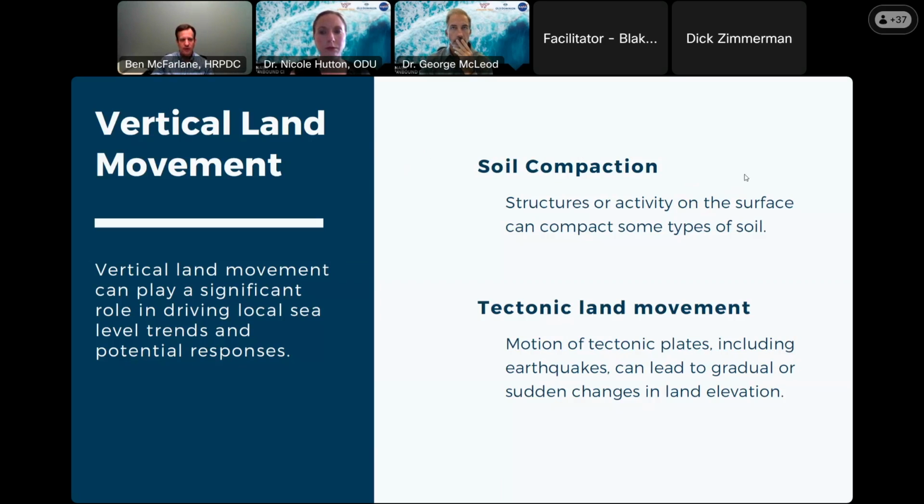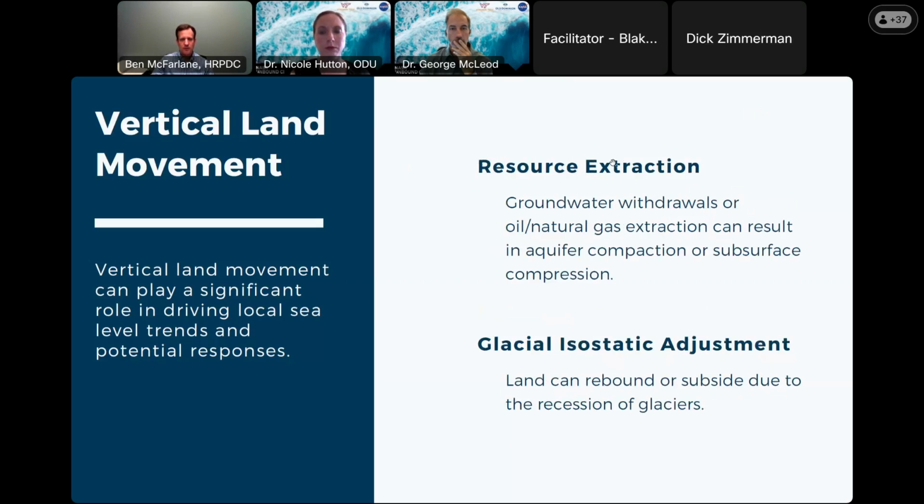And so when we're thinking of vertical land movement here in Hampton Roads, I mentioned soil compaction earlier. We have tectonic land movement. These two aren't as big for us. They are more significant for other parts of the United States. But for us, the two big ones are resource extraction, and for us, that's groundwater withdrawals. In other parts of the country, you have oil and natural gas extraction that can result in some significant subsidence as a result of either aquifer compaction or subsurface compression. And then again, glacial isostatic adjustment.